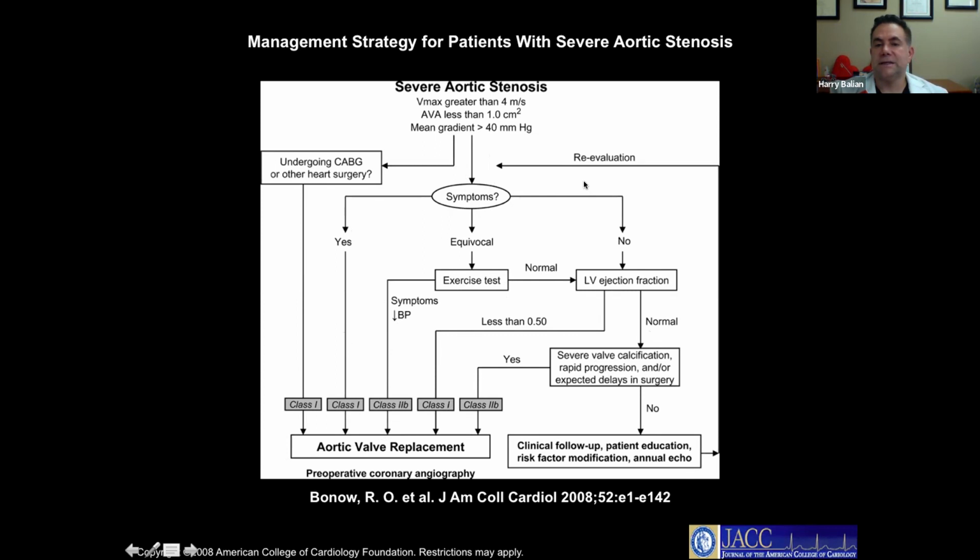Otherwise, if somebody's truly asymptomatic, you have to follow them, do serial echoes and see if their EF drops. Even so, if low-level exercise does not elicit symptoms, then you can still watch. You put them on statins, beta blockers, and then watch.